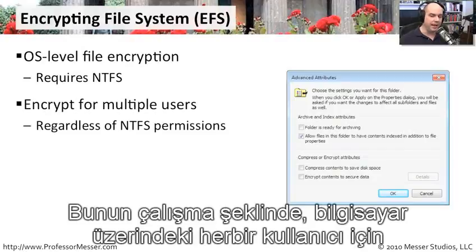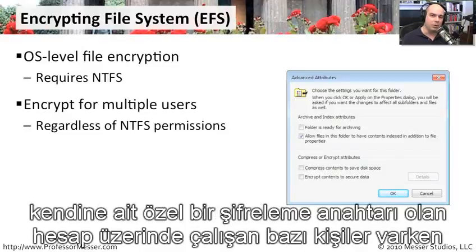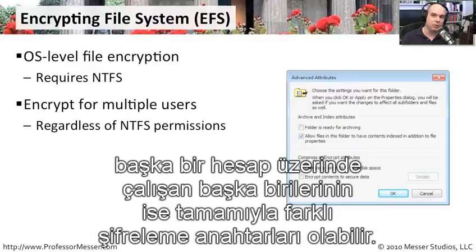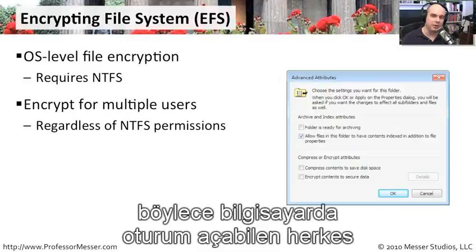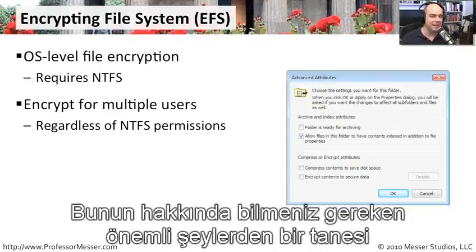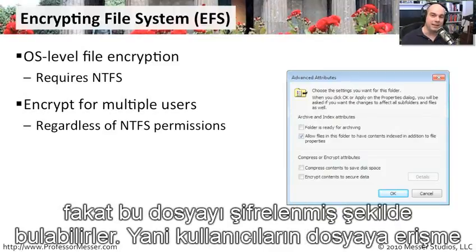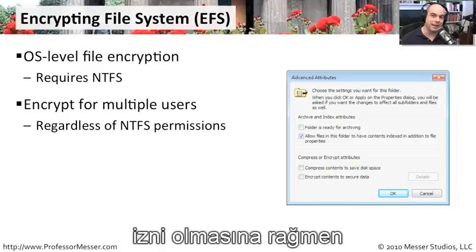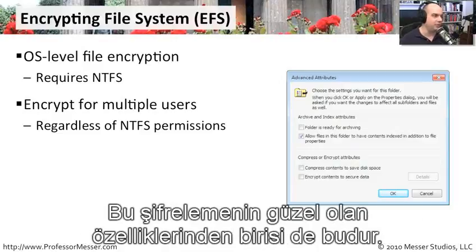The way this works is you can have encryption set up for every single user that's on a computer. So some people who are running on one account will encrypt with their special encryption key. Someone running in a different account will use a completely different encryption key. This is important. That way, everybody who's logging into a computer can keep their information private. One of the things that's important about this is this has nothing to do with permissions per se. It encrypts files. Somebody may have permission to access a file, but may find that the file itself is encrypted. So although they can access the file, they can't understand a thing about what's inside of that file. It's a nice part about having that encryption there.